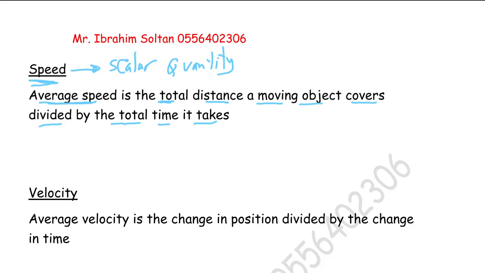So how to calculate average speed? V equals distance over time, and its unit is meter per second, the SI unit.